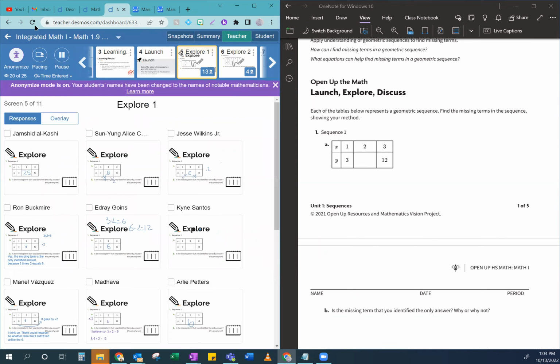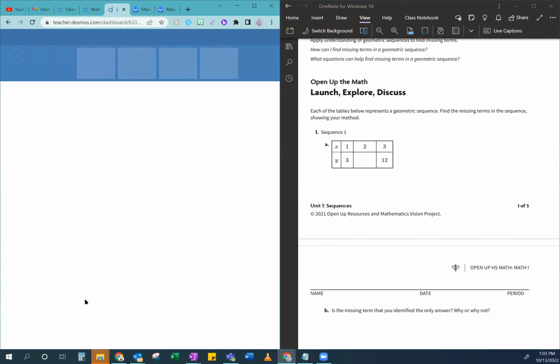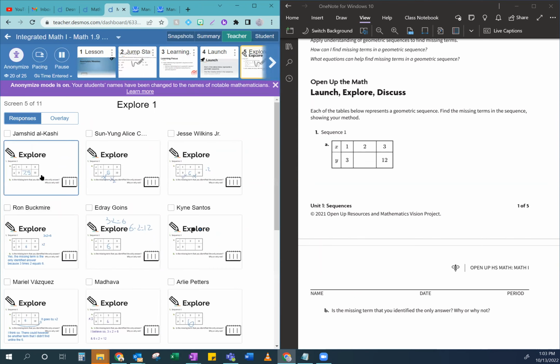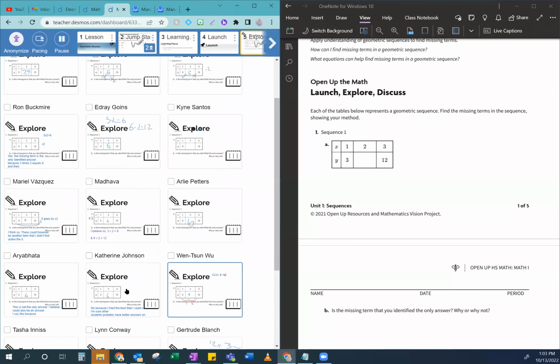So good, very good. Let me refresh my screen. I've got 6 in a bunch of places now. Hey, you with the 7.5, that's a wrong answer. I'm telling you right now, fix it. You need to fix this. Very good. We got 6. Okay, now let's look at reasoning.